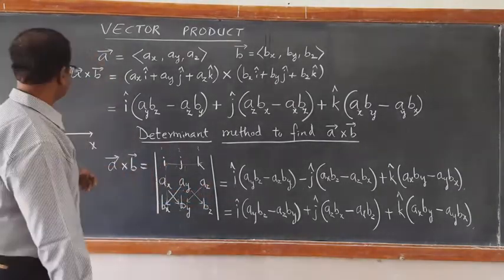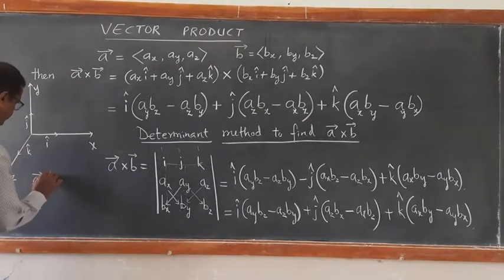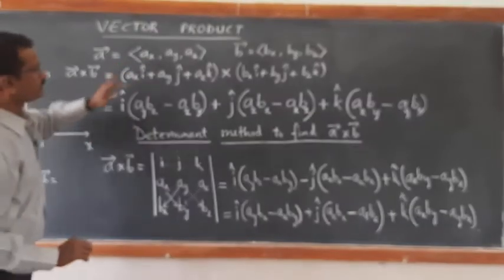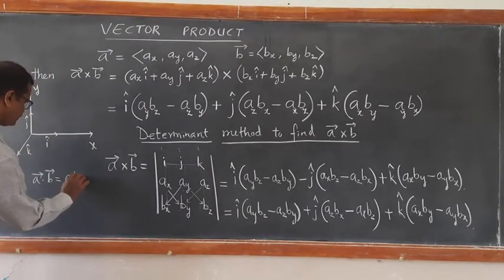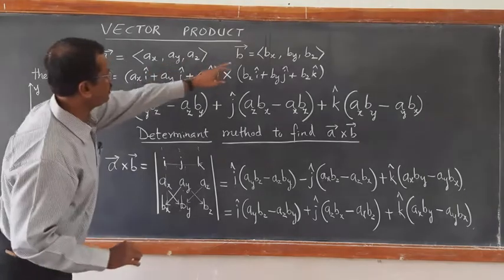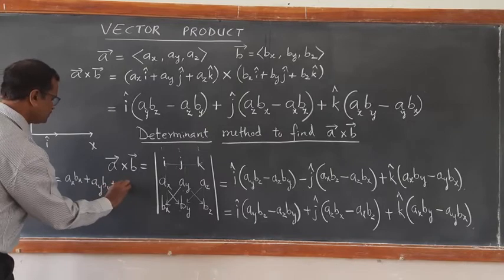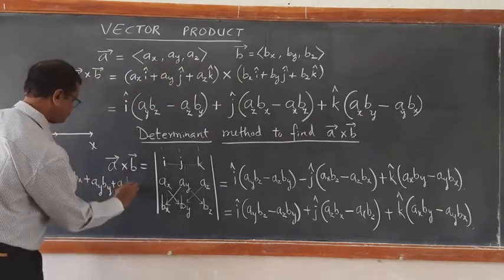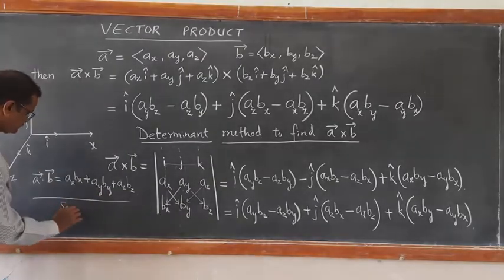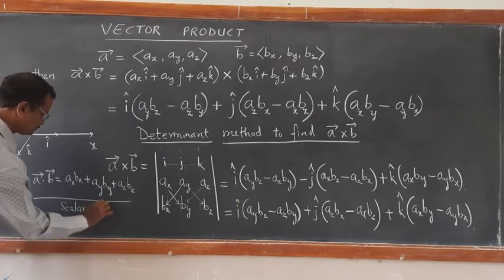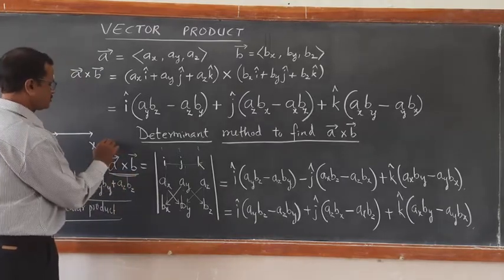Whereas we have learned the dot product. If you remember, dot product A dot B with the same components, we got a scalar quantity: ax bx plus ay by plus az bz. This we have done earlier. This is dot product, scalar product. And this one is vector product, cross product or vector product.